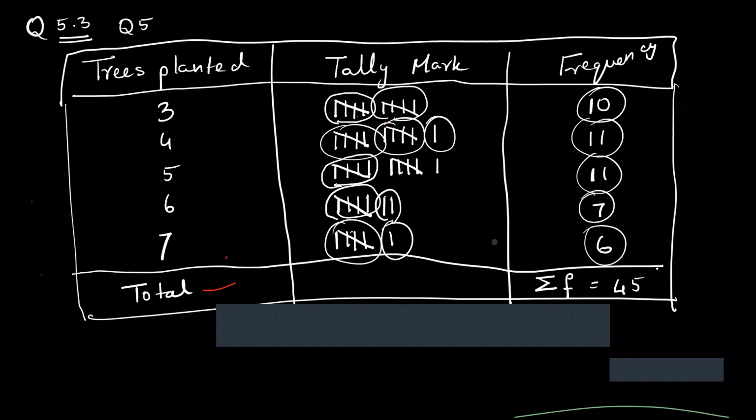If you notice, the sum had already mentioned the number 45. Yes. Now what they have told us is that there are 45 students in total. Out of them, how many students are planting how many trees? 10 students plant 3. 11 students, 4. 11 students, 5. 7 students, 6. And 6 students, 7. Perfect. So this is how you understand what is given in the table. I hope everyone has understood this.